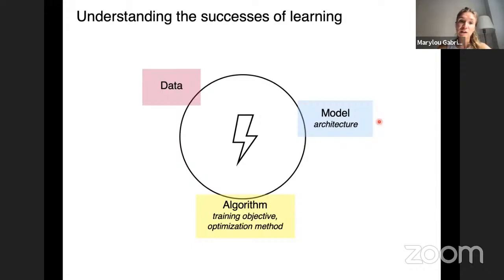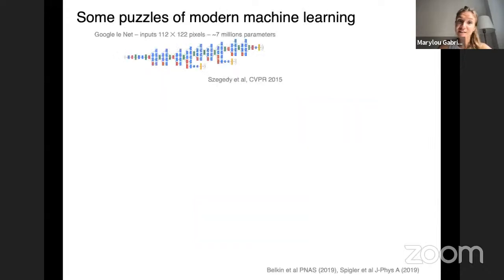So really, we have to take into account the three components and the interaction between the three components to understand the successes of learning. And indeed, there are a lot of things to understand still about modern machine learning. So I took this example of a Google LeNet to fix the ideas of what modern machine learning can look like. And I'm sure in this call, there have already been loads and loads of examples of very sophisticated tricks. I mean, reinforcement learning, recurrent neural networks, all of this that is nowadays constituting modern machine learning.